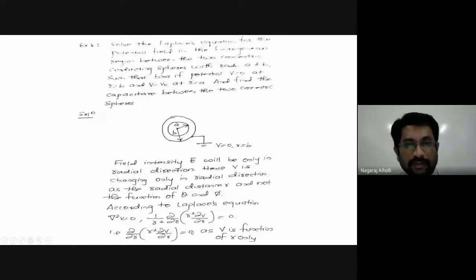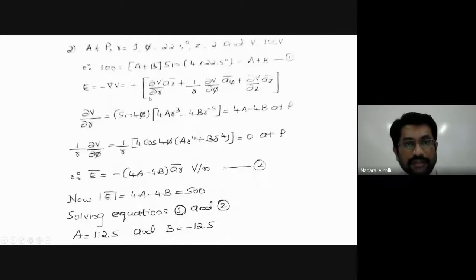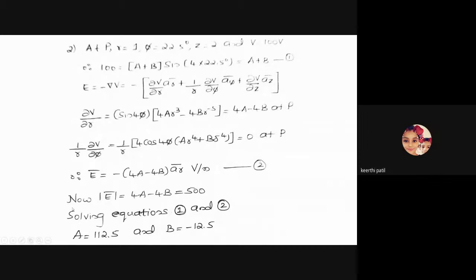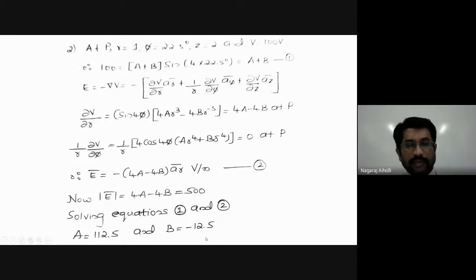This is how this numerical has to be solved. We are solving the obtained equations 1 and 2 simultaneously to find the values of A and B, and finally we have got A as 112.5 and B as −12.5. Take down the steps, students, and verify whether A is 112.5 and B is −12.5.